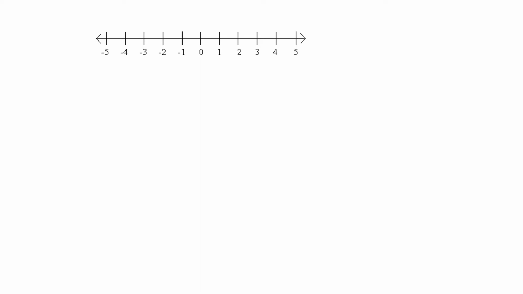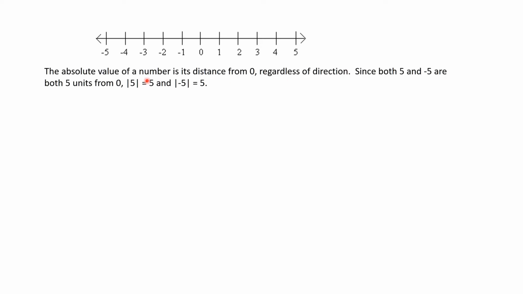When we have signed numbers, these are integers, a number is smaller the further it is to the left, and it gets larger as it goes to the right. But the first thing we talk about is what is absolute value. Absolute value is the distance a number is away from 0, regardless of the direction. So both 5 and -5 are 5 units away from 0. So they both have absolute value, which is represented by these bars, of 5.